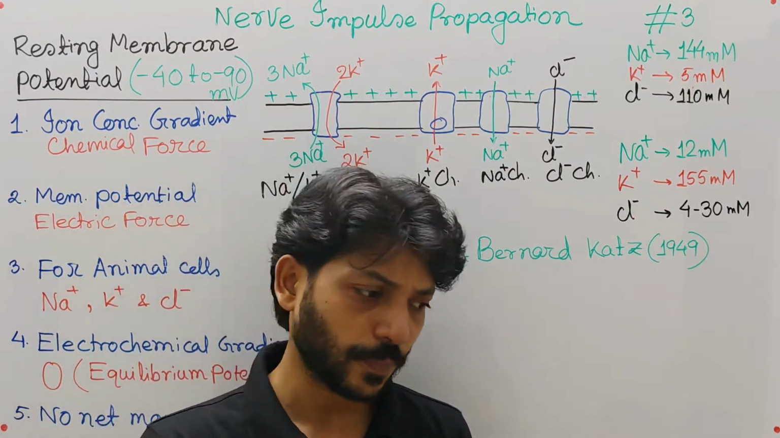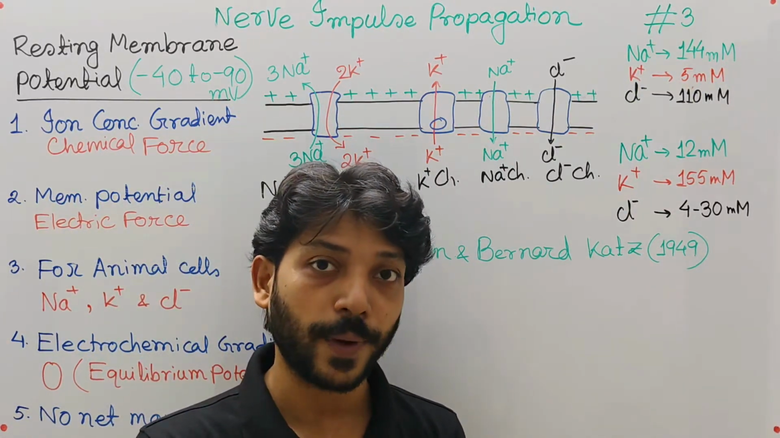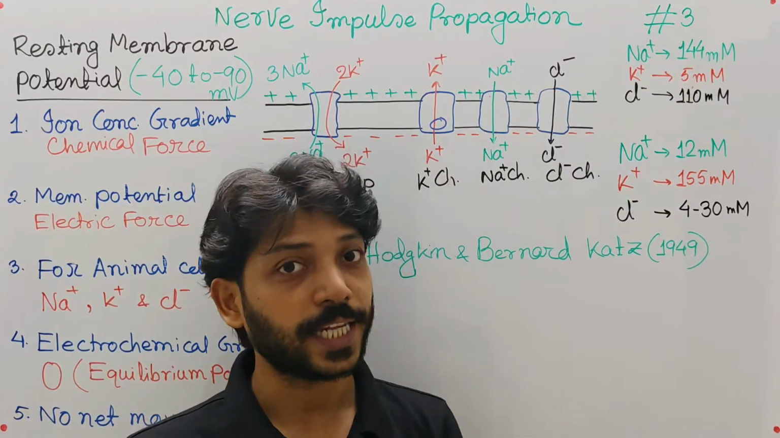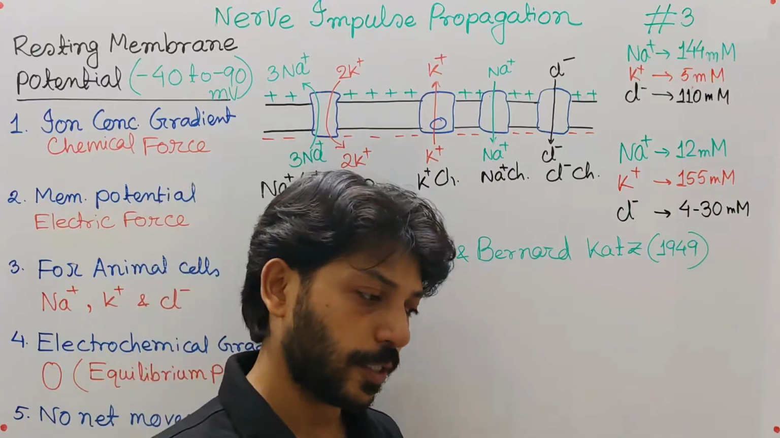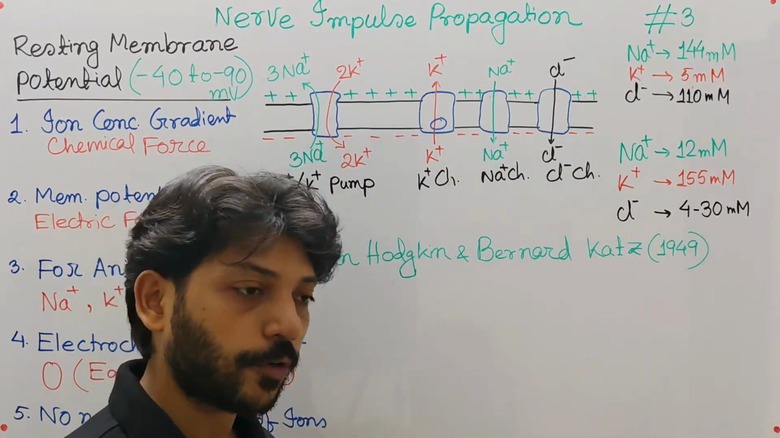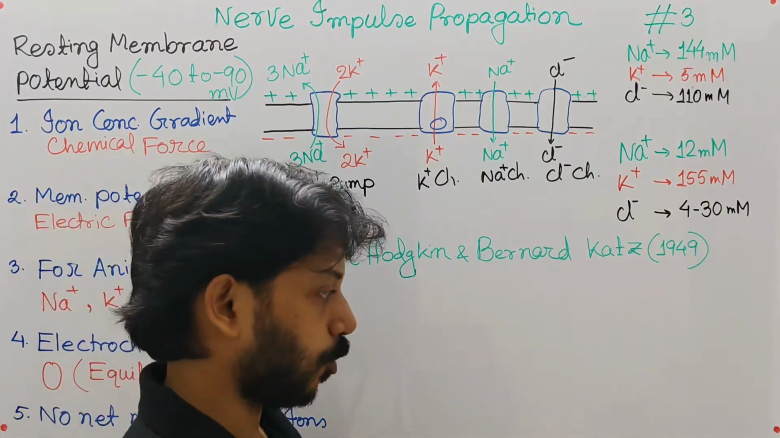And the value differs, ranging between minus 40 to minus 90 millivolts in different species. Like in the case of squid neurons, it is minus 70 millivolts, and in the case of human neurons, it is minus 40 millivolts. So it ranges between minus 40 to minus 90 millivolts.